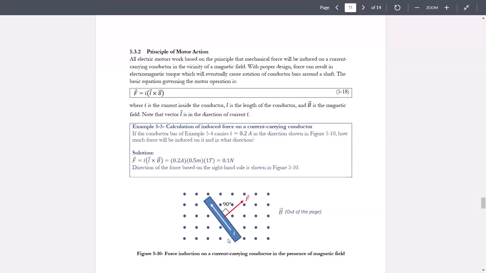Now, because of the current inside that conductor, there would be a force induced on that conductor bar because of that external magnetic field. The magnitude and direction of that force would be determined by this formula, 5.18, which shows the force. The force would be I times the L vector cross-produced with the B vector. The L vector is in the same direction as the current's direction. So now let's use our 3 fingers of the right hand.